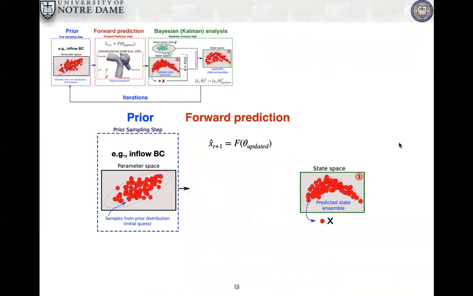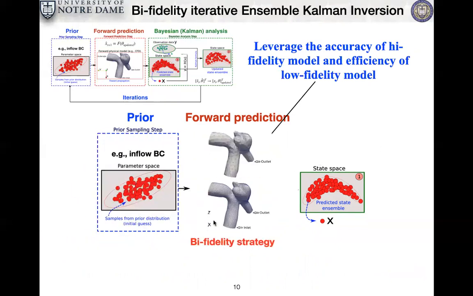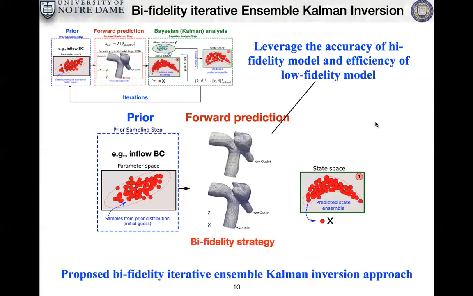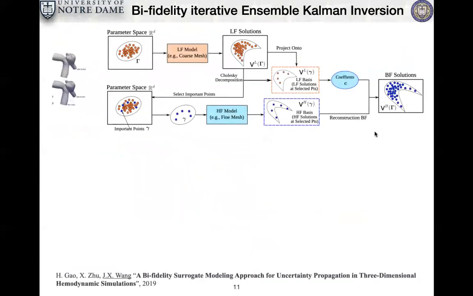So a smarter way to do this is that we propose a bifidelity model. A bifidelity model combines the high fidelity simulation and the low fidelity simulation. This bifidelity strategy leverages the accuracy of the high fidelity model and also the efficiency of the low fidelity model. So by using the bifidelity model, we can give a very accurate prediction of the posterior of theta with an acceptable cost. So here is a diagram illustrating how the bifidelity model works.